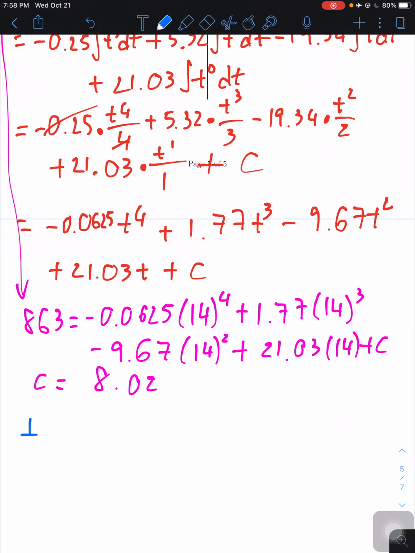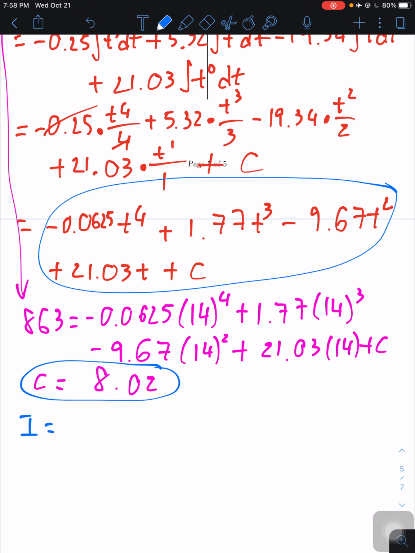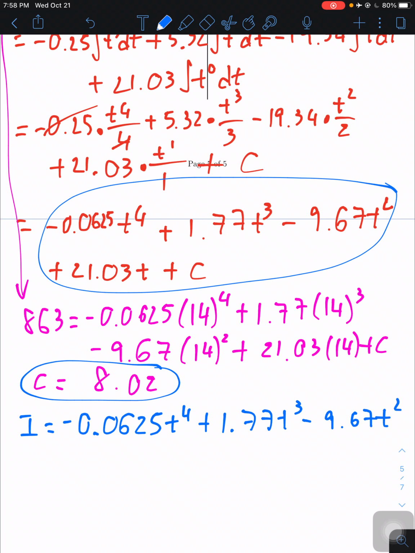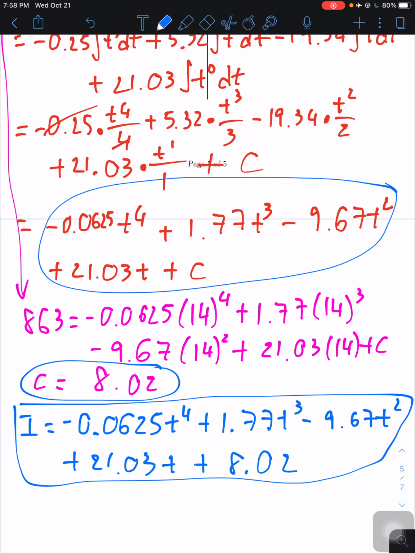The I function, or the internet user, equals this function. And then we have to replace c with 8.02, right? So it goes like negative 0.0625 t to the fourth power plus 1.77 t cubed minus 9.67 t squared plus 21.03 t and then plus 8.02. This is it. This is the final answer of ours.